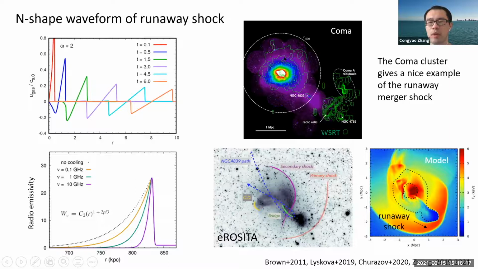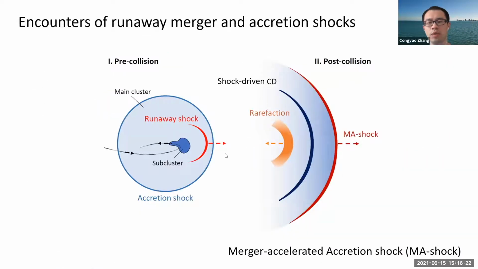What I want to say is that this is not the end of the story. We know that after detachment from the subcluster, the runaway shock will continuously move in the cluster outskirts until it encounters the accretion shock at the boundary of the intracluster medium. So what's going to happen when the runaway shock collides with the accretion shock? Generally speaking, three discontinuities will be formed: a forward shock, a rarefaction, and a contact discontinuity in the middle.